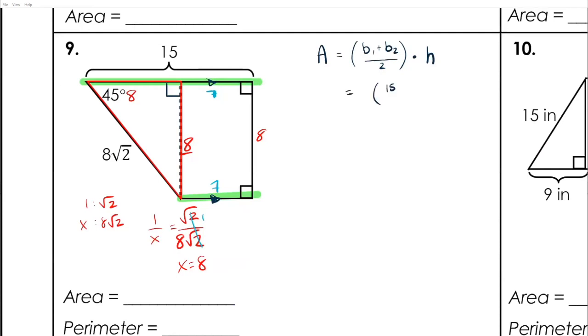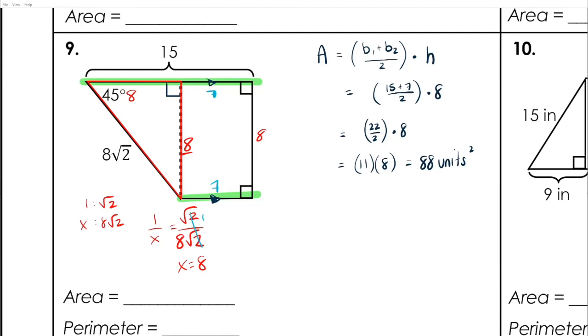So 15 plus 7. I need 8 because that's the height. That's the distance from base 1 to base 2. And I also need 8 because that is the perimeter. 8 also unlocked 7, so 8 was pretty critical for this problem. 15 plus 7 is 22. 22 over 2 is 11. And then 11 times 8 gets us an area of 88 units squared.